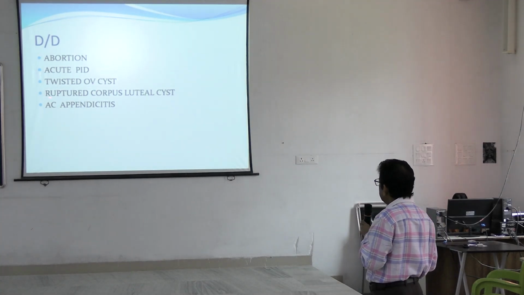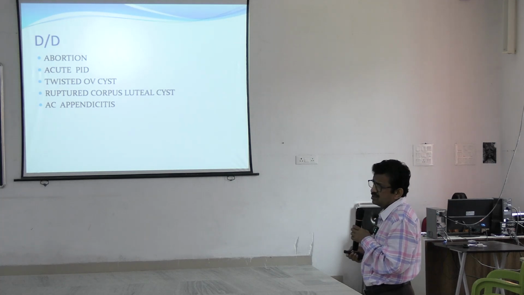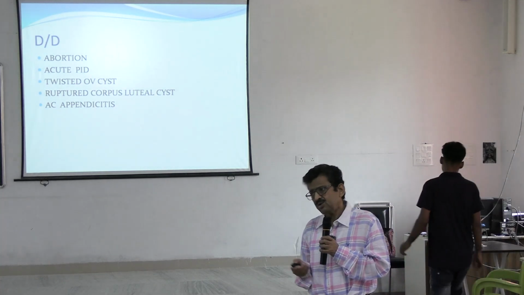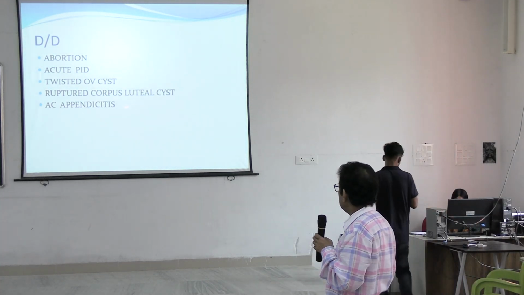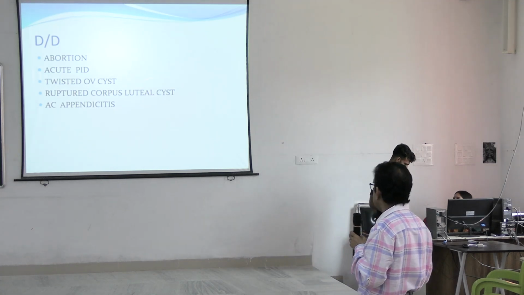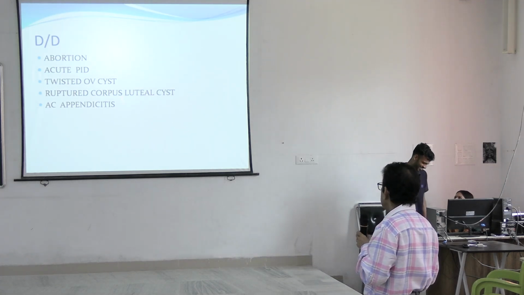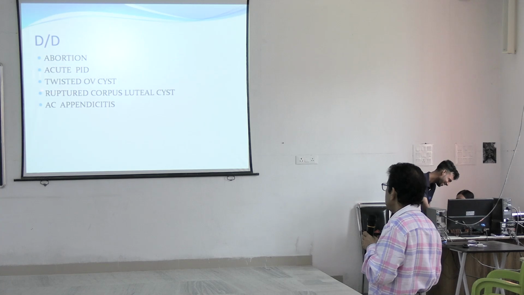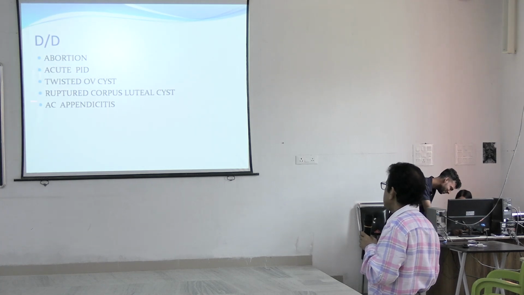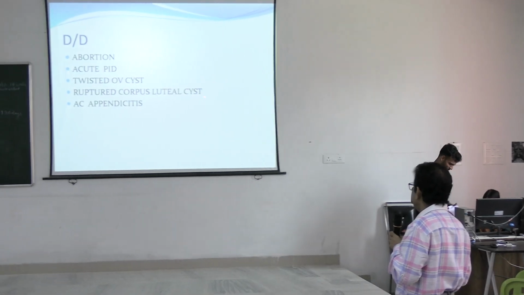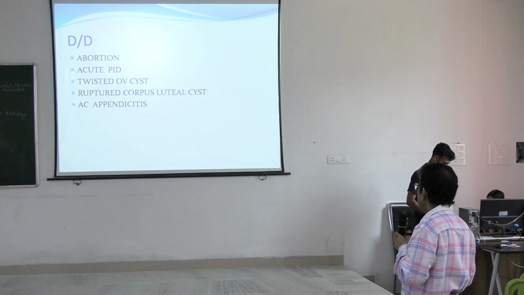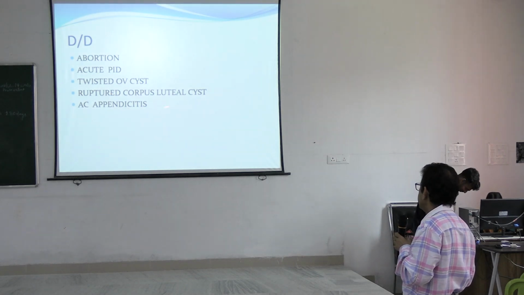Ruptured corpus luteal cyst can also happen. There will be bleeding, there will be pain, so hemoperitoneum is there. All are similarities with ectopic pregnancy, but the pregnancy test, the beta hCG test, will be negative. So that is a ruptured corpus luteal cyst. Definitely laparoscopy can easily exclude it.